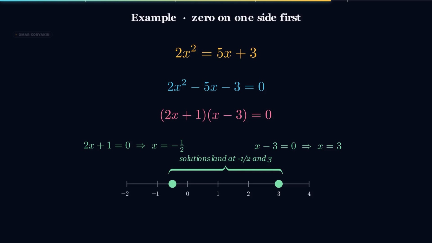Plot the solutions. One sits at negative 1/2, the other at 3. Two factors, two solutions, even though one is a fraction. That is a typical situation when the leading coefficient is bigger than 1. The factoring procedure handles fractional roots without any extra effort.